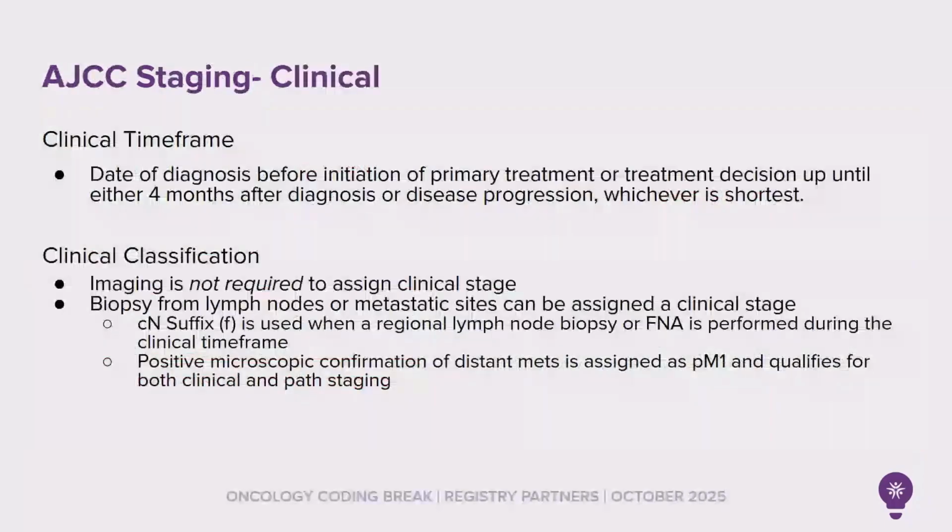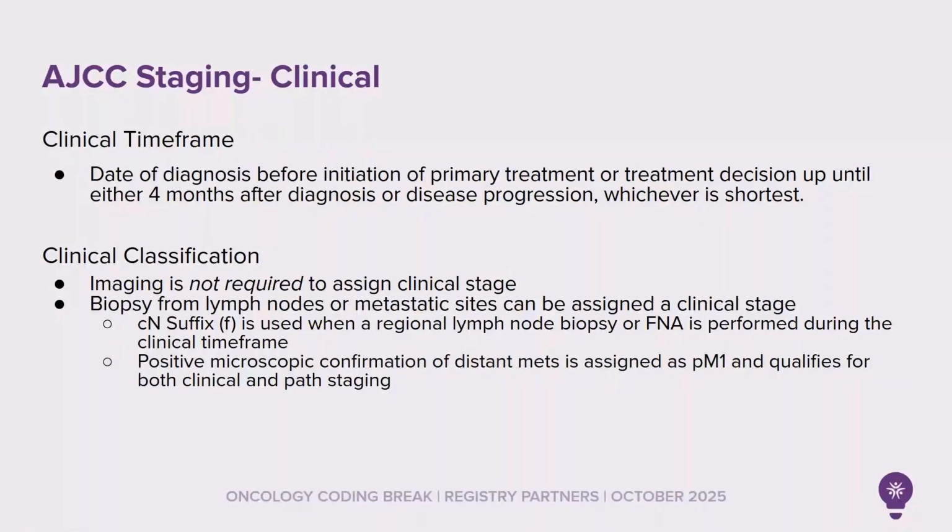Next, we're going to go through an overview of AJCC staging. The AJCC Online Principles of Cancer Staging gives a general instruction for the clinical timeframe. This includes all information from the date of diagnosis before the initiation of primary treatment or treatment decision up until either 4 months after diagnosis or disease progression, whichever is shortest. And then from the breast section of AJCC Online Clinical Classification, the imaging is not required to assign the clinical stage, and biopsy from lymph nodes or metastatic sites can be assigned the clinical stage.